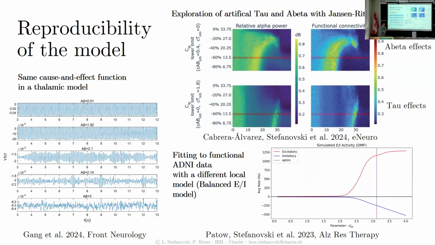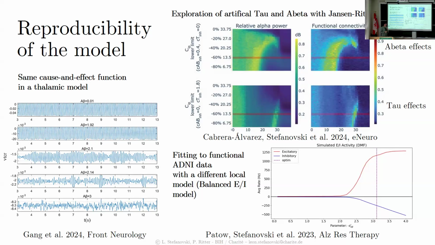Deco, and fitted to functional MRI the cause and effect function, again showing that this relationship between amyloid beta and inhibition is needed to maintain and to reproduce the patterns that we see in empirical data. And this one, in which we were not involved, showed also that they actually used the same cause and effect function with a completely different thalamic model and also showed the slowing.